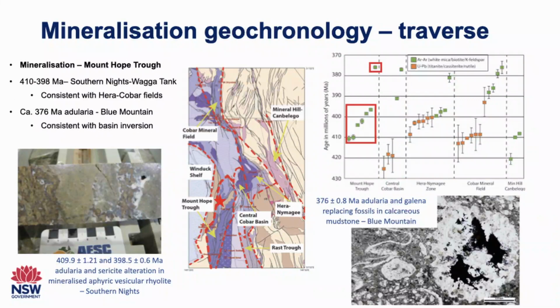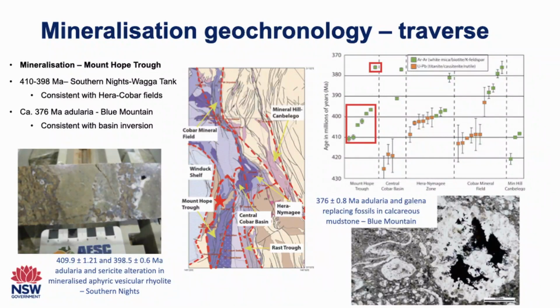And then if I move west again, this is where it gets a bit messy. So Southern Nights, Wagga Tank, and Blue Mountain. Southern Nights had a spread of argon-argon ages for adularia and cerussite, somewhere between 410 down to 400 Ma. These were plateau plots. They were quite messy, so I wouldn't hang my hat on these ages yet. We're still doing some more work.